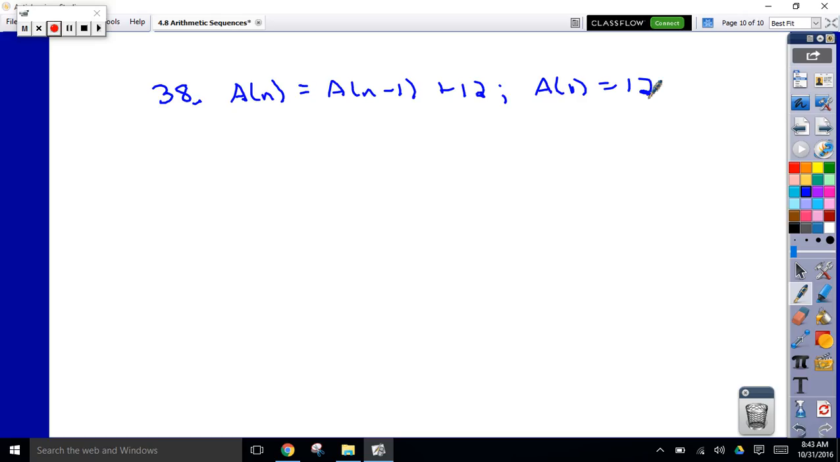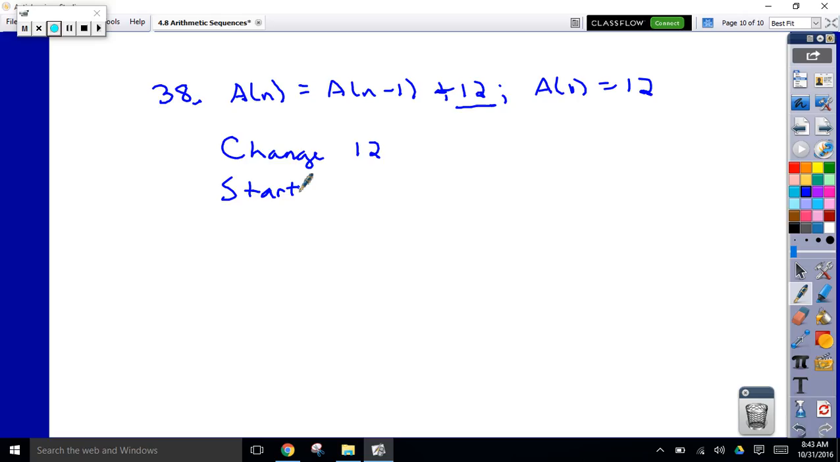What does the 12 represent in the recursive formula? Liz? Well, a of 1 is 12, but this 12, what does this represent? That we're adding 12 each time. So that's our change. We can get our change from that. Whatever we're adding or subtracting is our change. To find our start, does anyone have any ideas what our start would be?